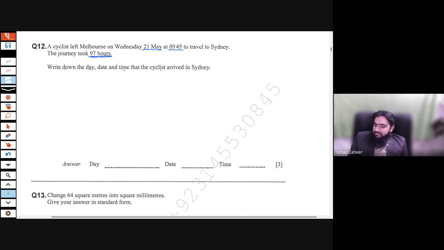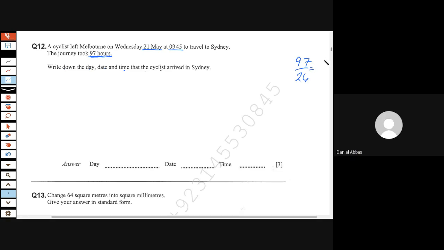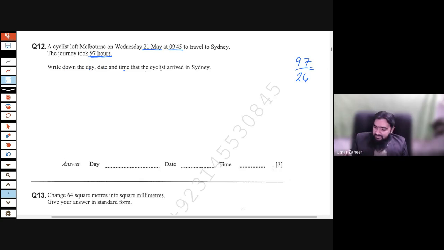Okay. So first of all, 97 divided by 24 in the rough work. We get 4.04 something. So 4 multiplied by 24, what will you get? 96. 96 means plus 1 hour. I have to break 97 hours. So you have 4 days and 1 hour. So he is going to move from 21st May.